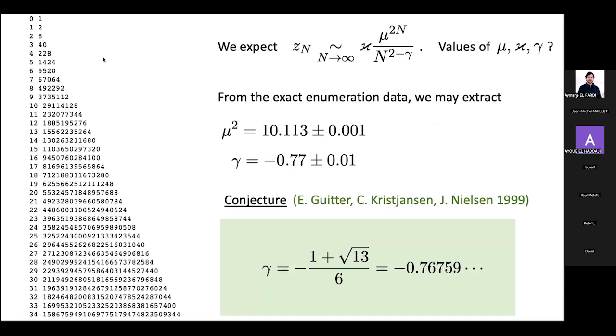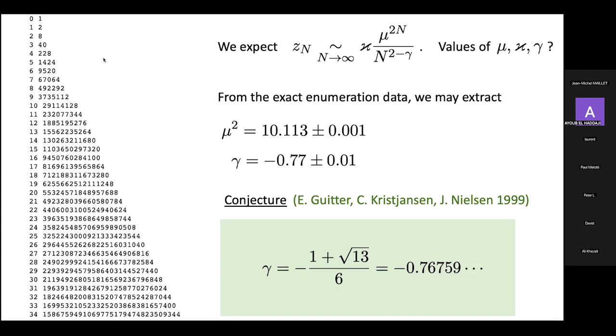And there is, as usual, an Ansatz, which is that this number, when n is large, should grow like some exponential factor, so mu to the 2n. Then there is a correction, which is a power law, n to the 2 minus gamma in the denominator. And then you have, of course, some coefficient chi, which would correspond to that particular problem. But it's a purely combinatorial problem. And so from enumeration data, you get a value for mu squared, which is 10 essentially, and then a value for gamma with some error bars.